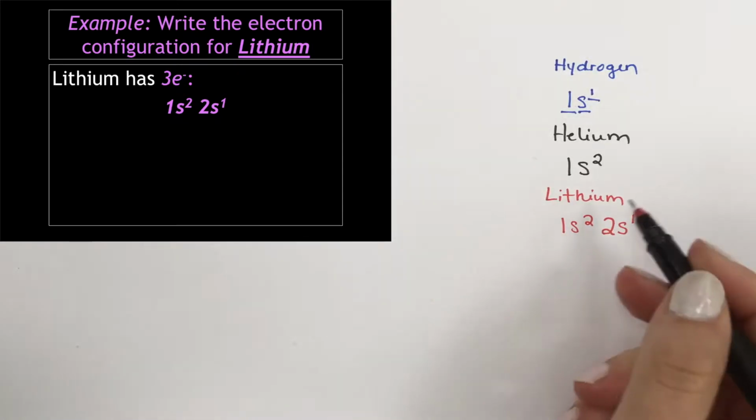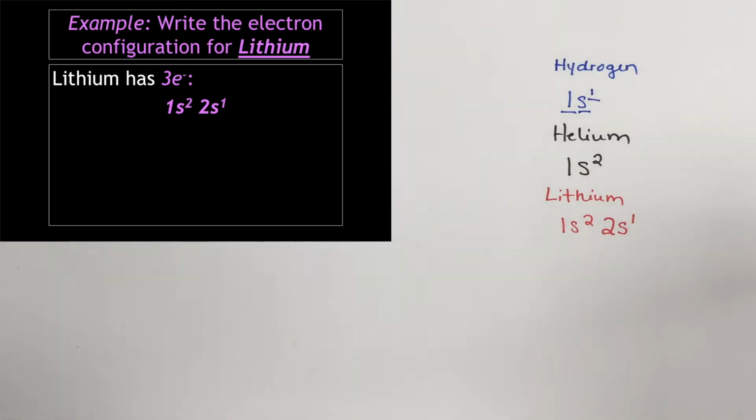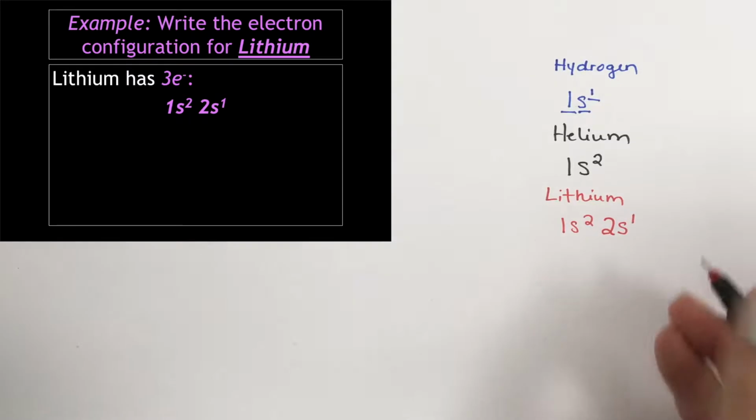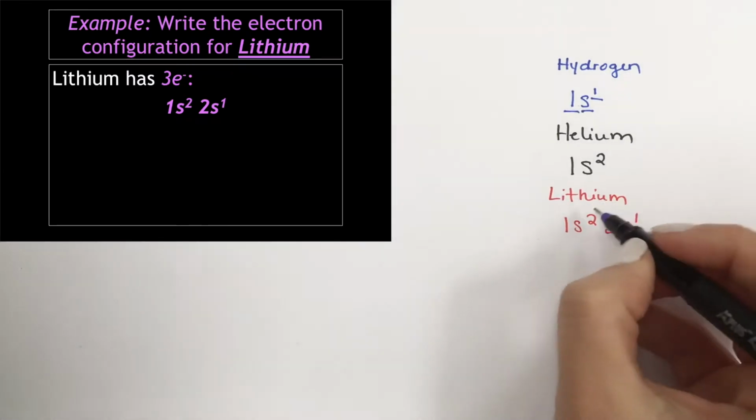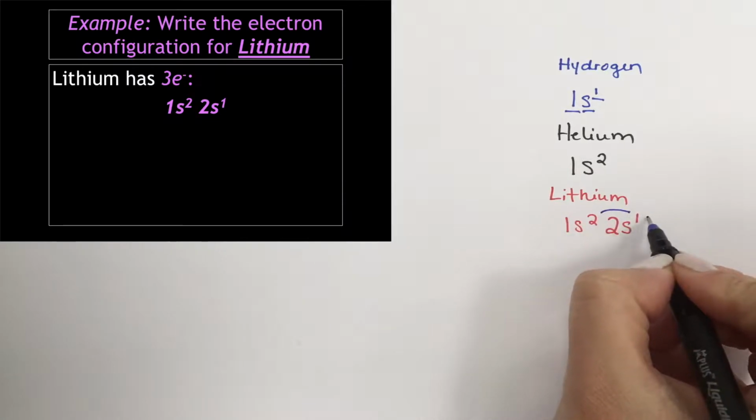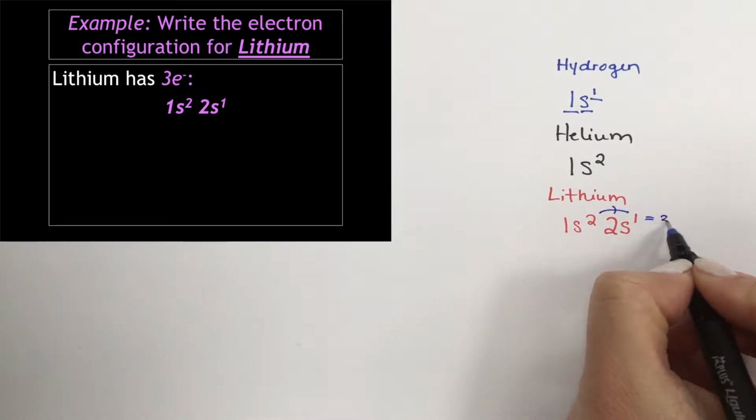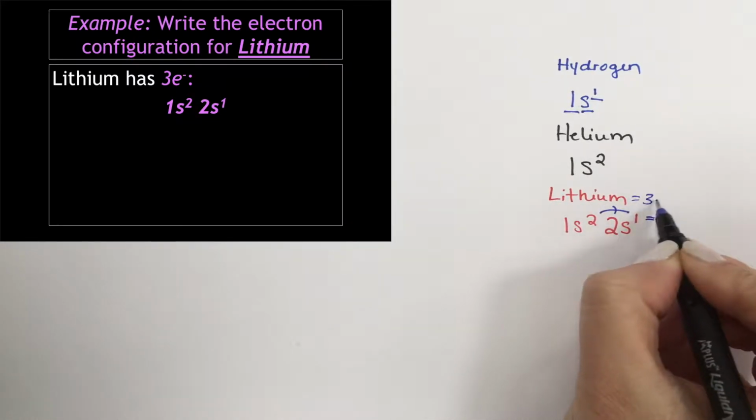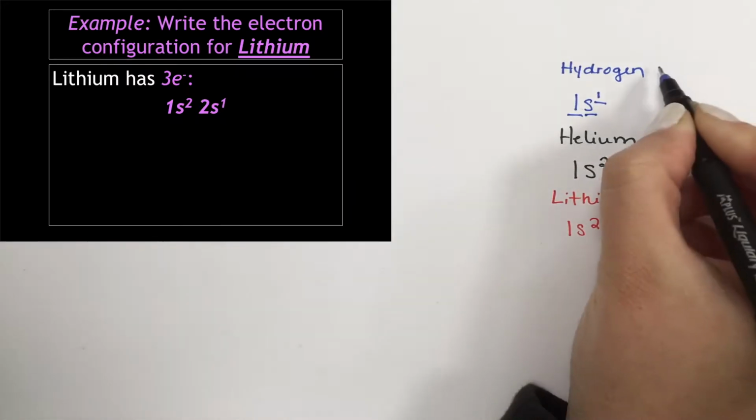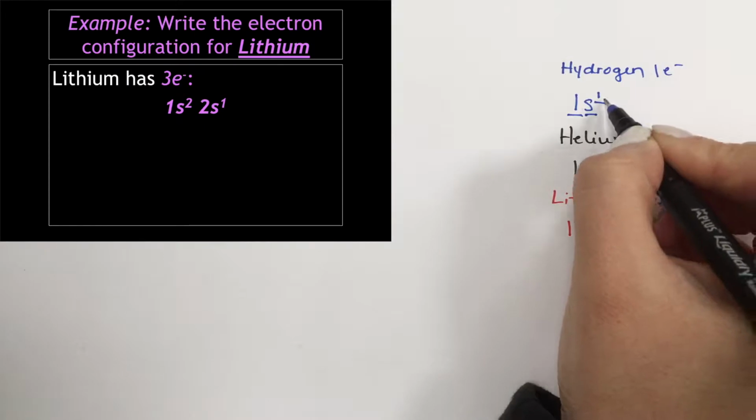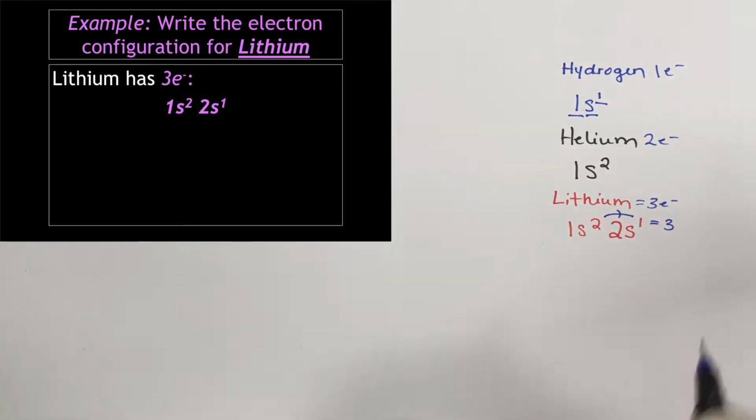If you want to check after you have a bigger electron configuration, this is small, but you can check this. These superscripts should equal 3, because lithium has 3 electrons. Same with helium, which has 2 electrons, and hydrogen, which has 1 electron. So 1, 2, and 3.